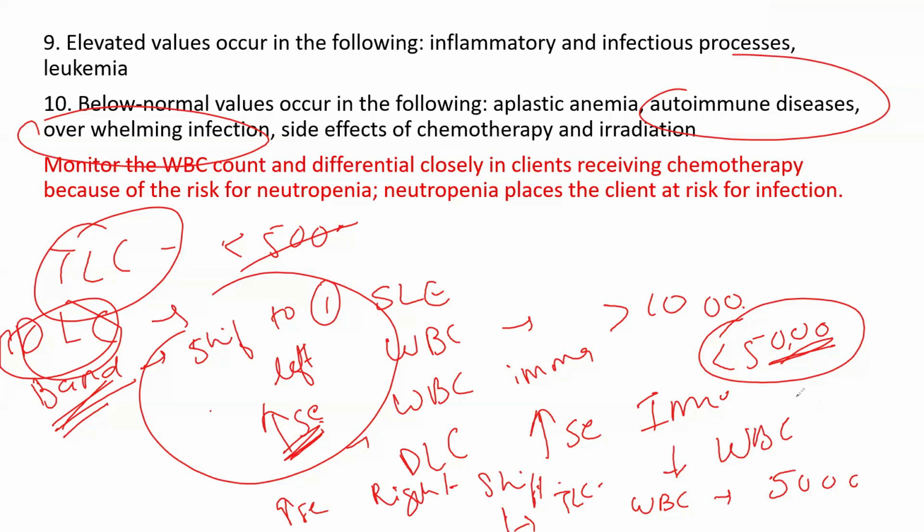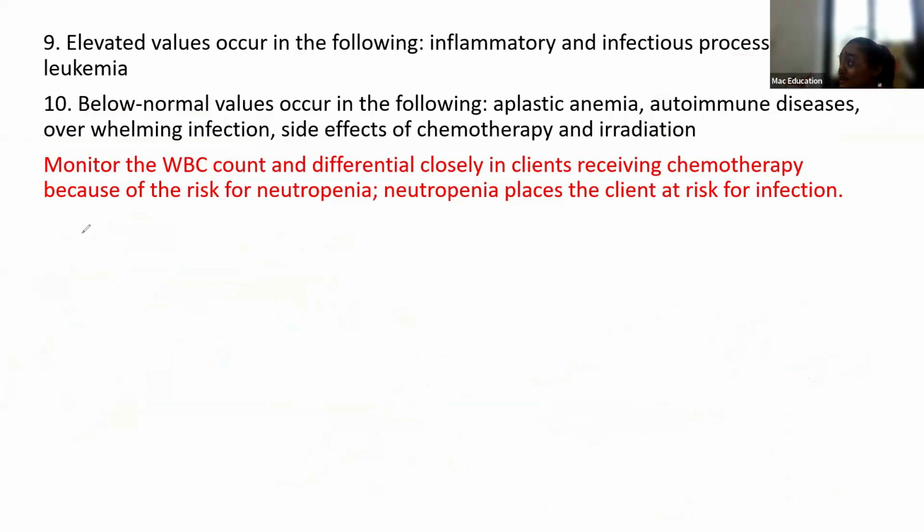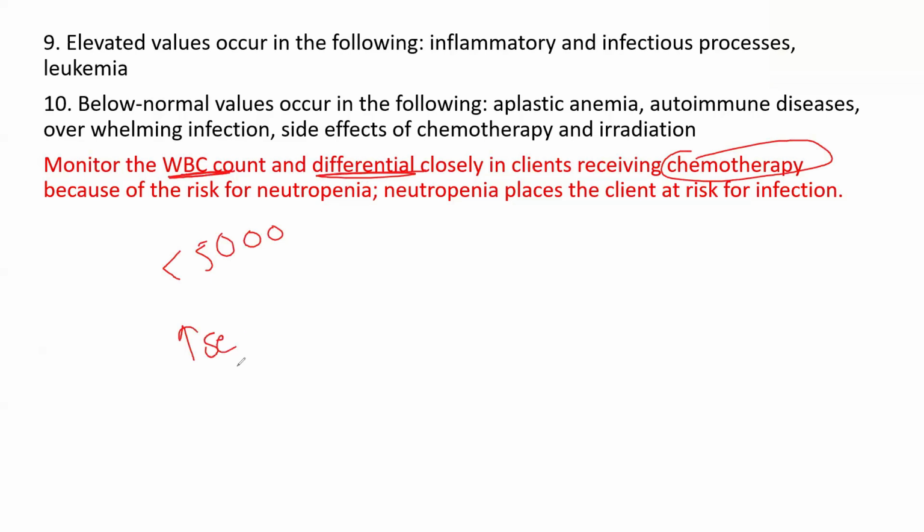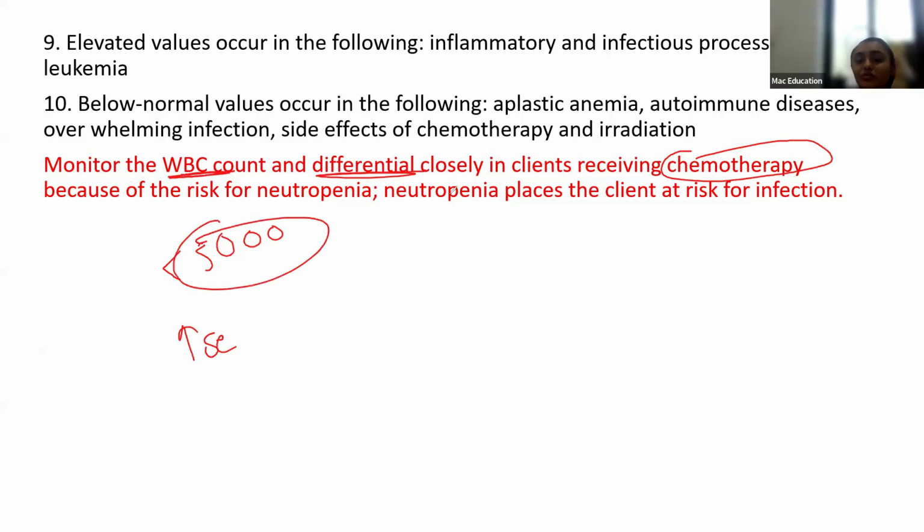Okay. The red point, that is a very important point for you to remember. Monitor the WBC count and differential closely in the patient receiving chemotherapy because of the risk of neutropenia. Neutropenia places the client at risk for infection. Whenever a client is on chemotherapy, their total WBC count and differential count must be closely monitored. Because total WBC count will be less than 5,000, but how will the differential count be? It will be increased, but the total is less. So it can create neutropenia, and neutropenia will lead to increased risk of infection.